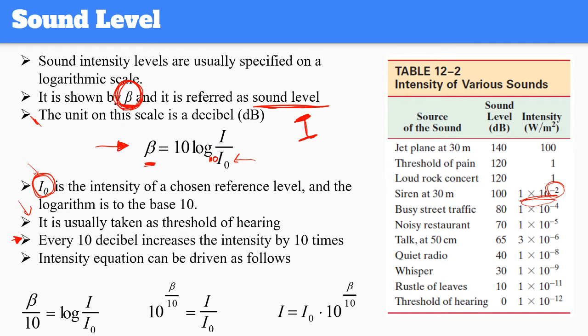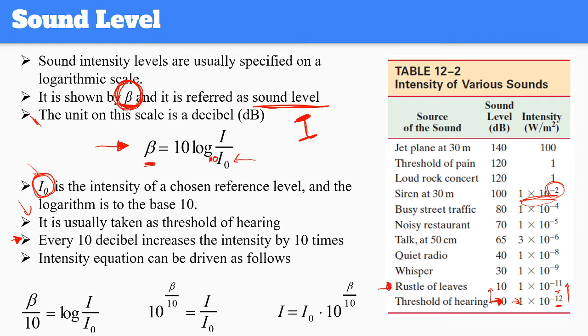Alright, what does that mean? For example, if you have 0 decibels, what does that mean? It is the lowest intensity that we can hear. But if you would like to have 10 decibels of sound level, then if you look at those numbers, this is 10 to the power negative 12, and this is 10 to the power negative 11. So what is happening? This is increasing by 10, and the intensity is increasing by 10 times.